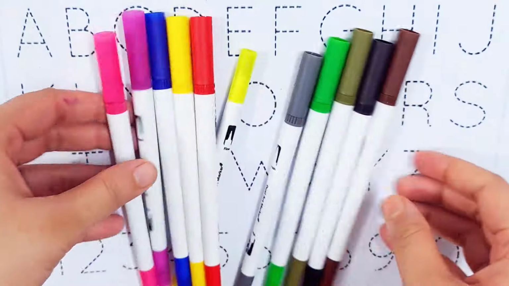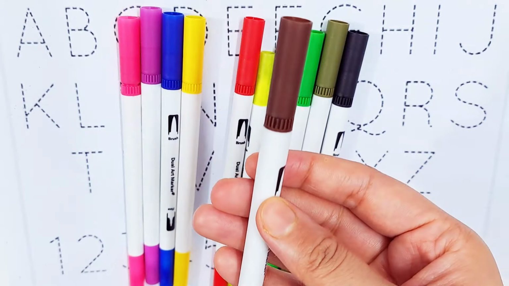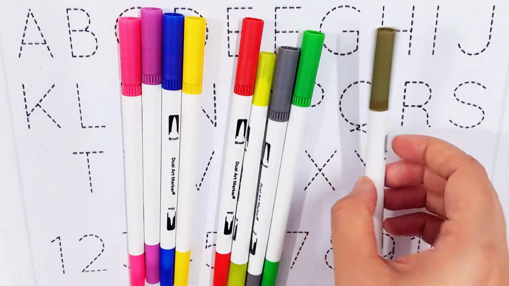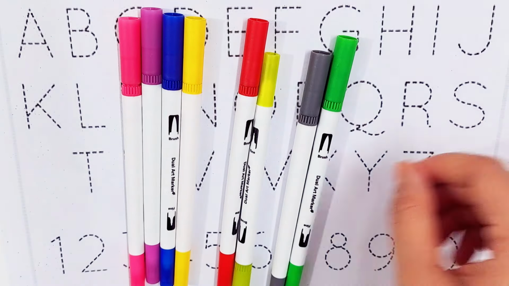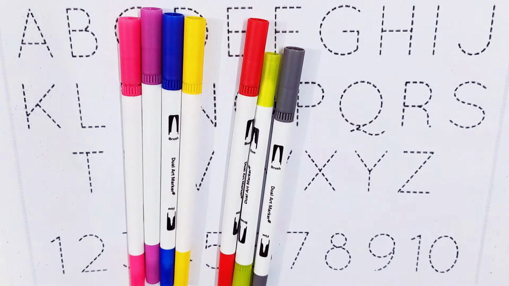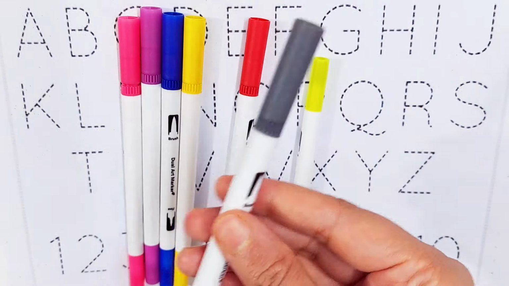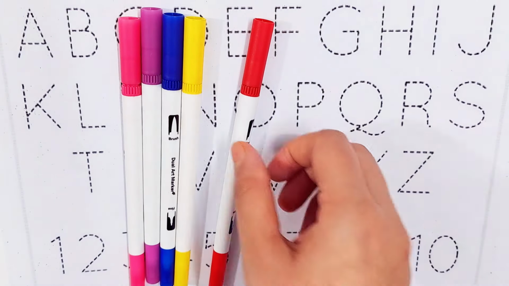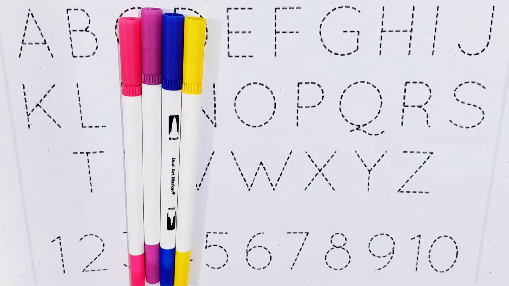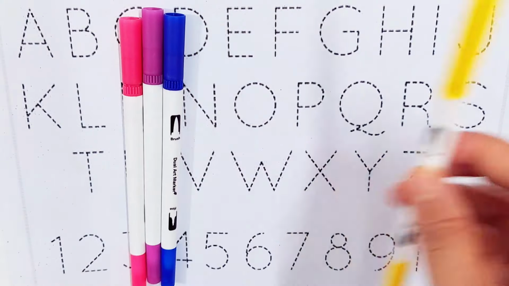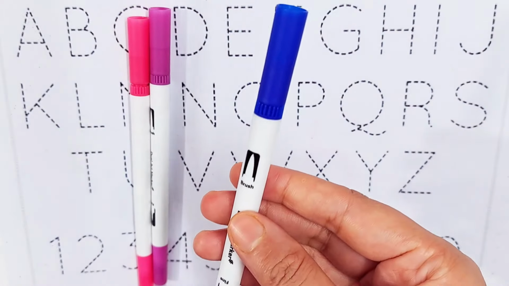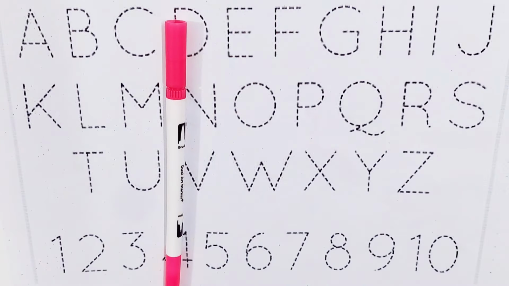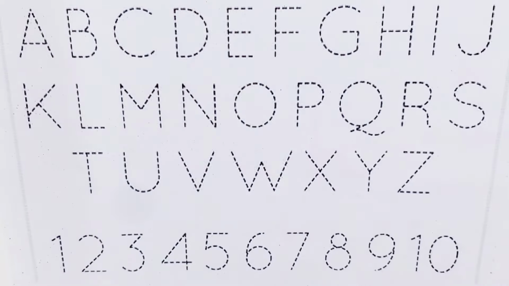Let's learn some colors name. A brown color, a black color, olive color, green color, gray color, lime color, red color, yellow color, dark blue color, violet color, pink color.